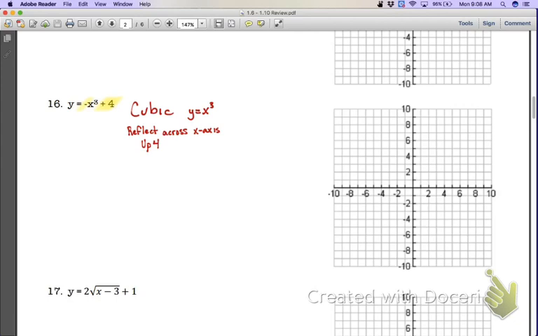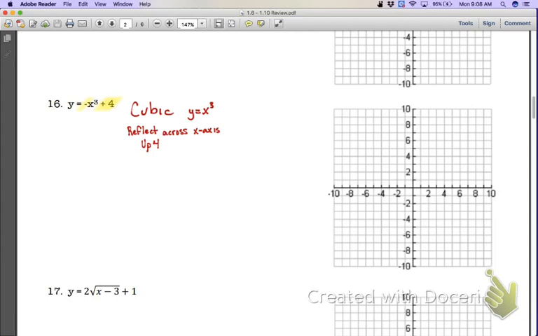So we've got everything that it does. It's a cubic function. The parent function would have been y equals x cubed. It was reflected across the x-axis because of the negative that's in front. And then it's going to move up 4.